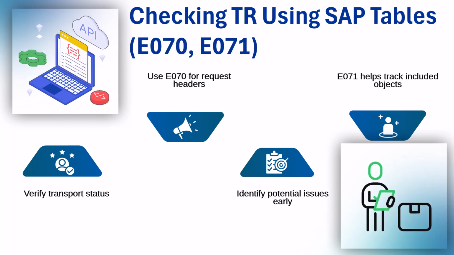Time to dig into SAP tables. E070 is your request headquarters, keeping the important details together. E071 helps track included objects. It's like scanning your luggage at airport security. Always verify the transport status before moving forward. Spot issues early, because firefighting later is a headache no one enjoys.